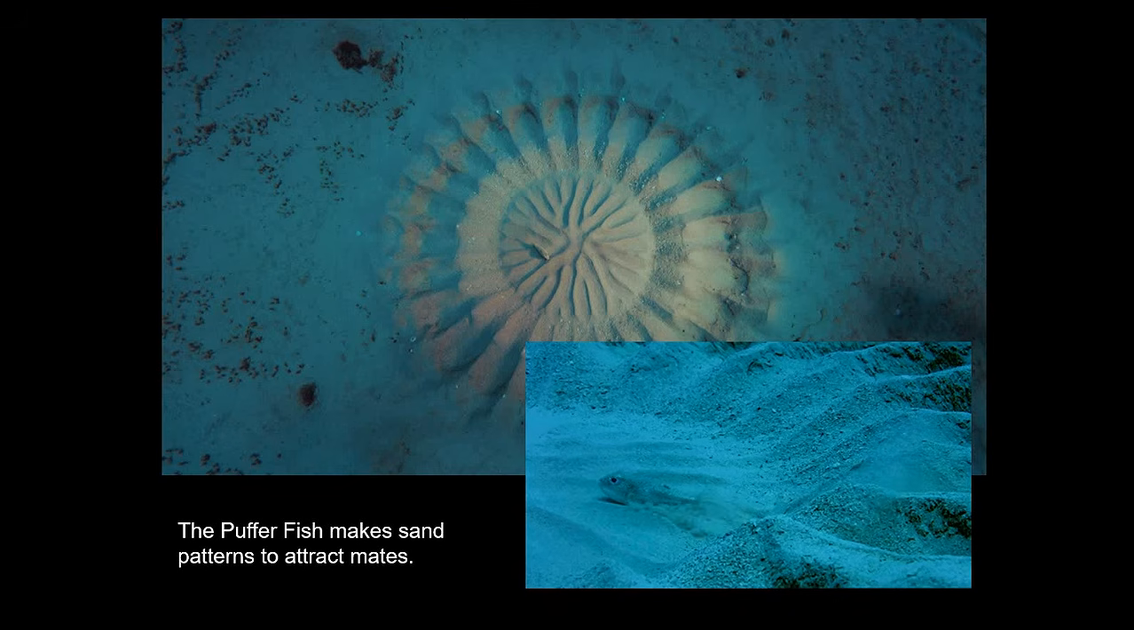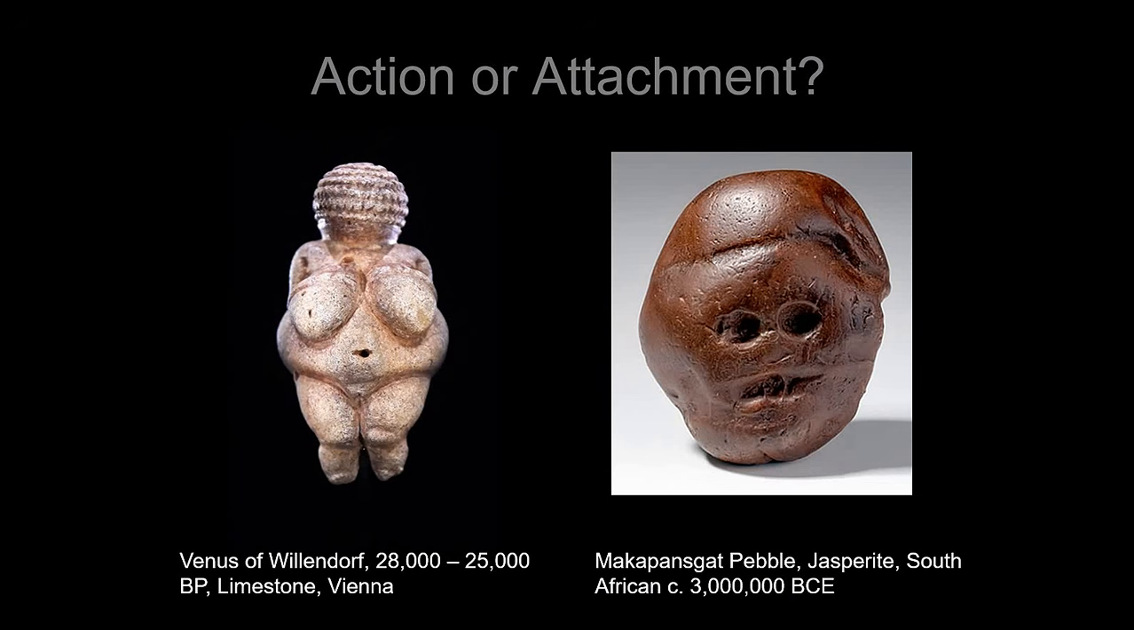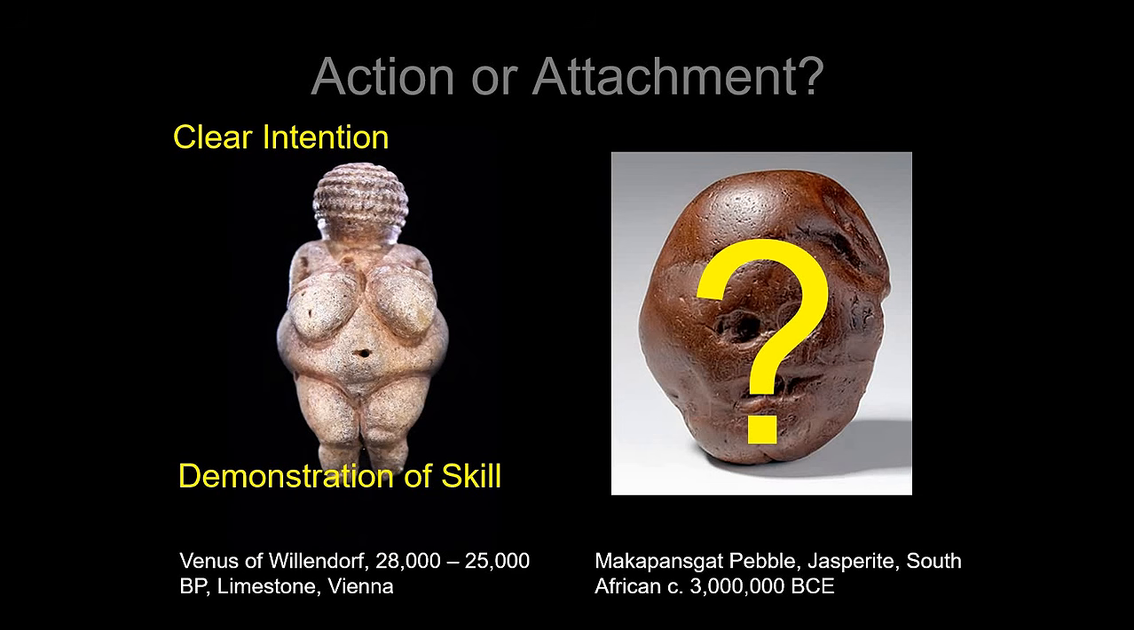But again, in the case of the elephant, the chimp, the bowerbird, and the pufferfish, once they have attracted the mate, or once they've done it for whatever reason they've created it, they no longer hold an attachment to it. It moves on. As near as we can tell, humans are the only ones that develop this long-term attachment to an object and project meaning to it. And so when we look at early prehistoric art, things like the Venus of Willendorf, which we'll talk more about later, it's obvious this is a work of art. It was crafted, it shows clear intention and demonstration of skill. But can we say the same about the Makapansgat pebble?